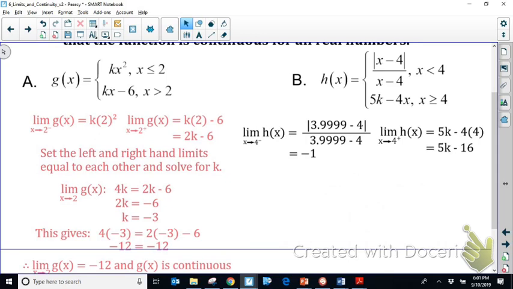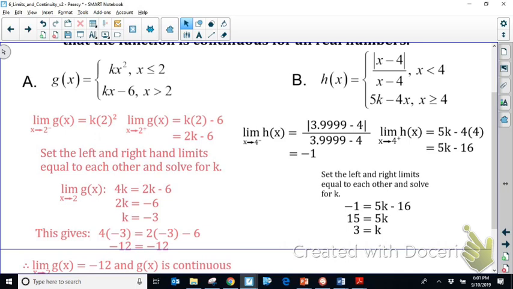So just like I did in the first example, at this point I'm going to take the left and right-hand limits and set them equal to each other to see what the general limit would be at that point. So when I solve for k, I get k is equal to 3.